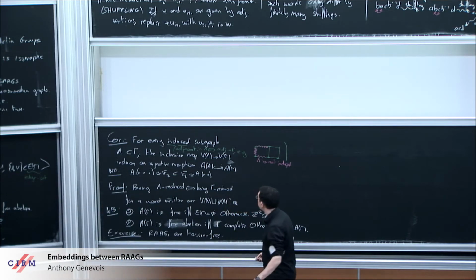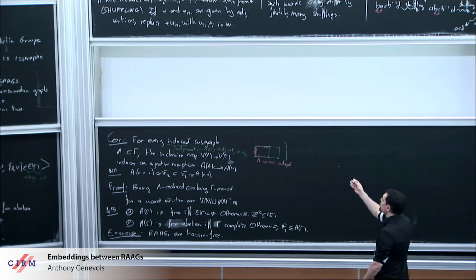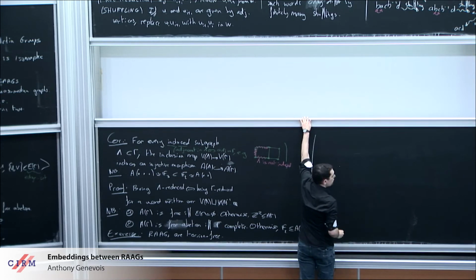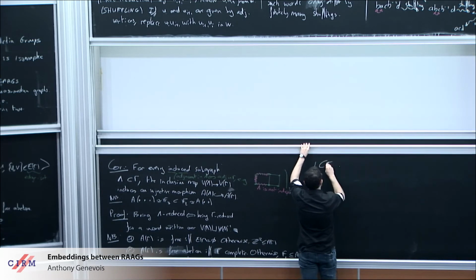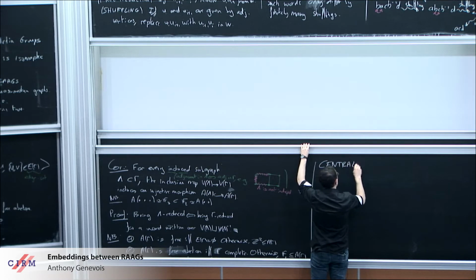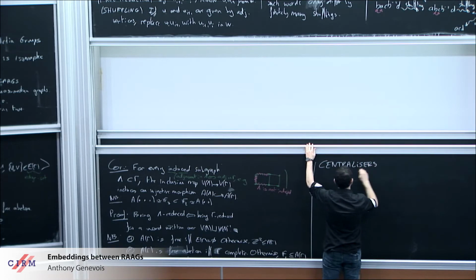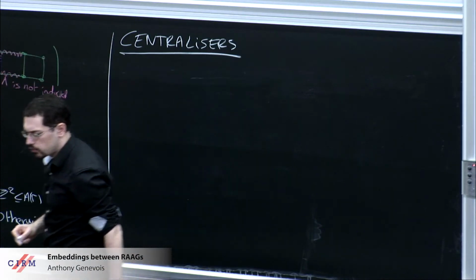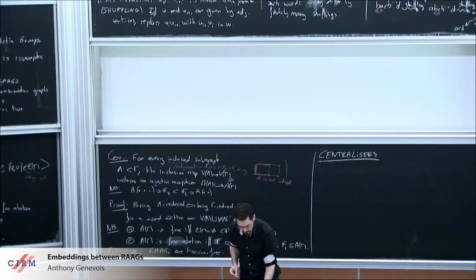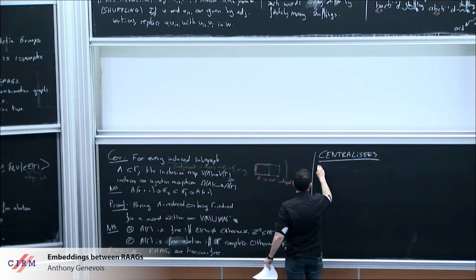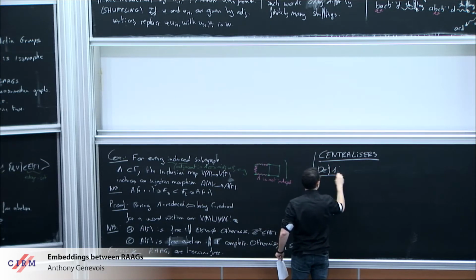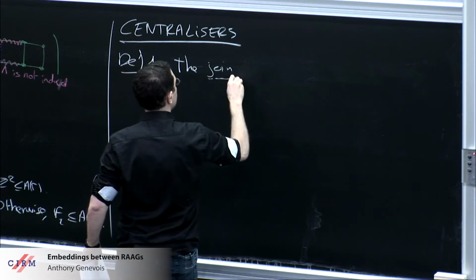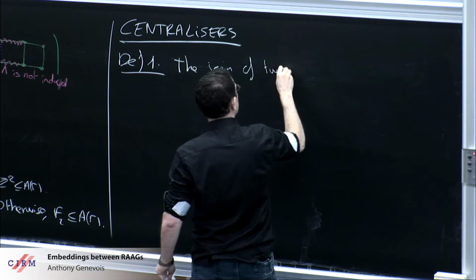Okay, so this is one basic question we can ask, the word problem. The second one is the description of the centralizers. But I need two definitions before stating. Definition one: the join of two graphs.